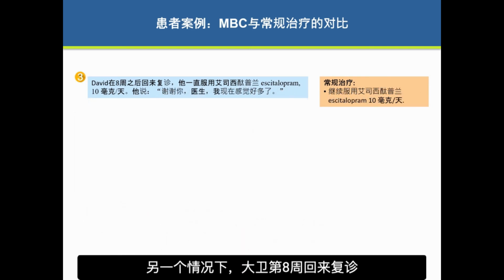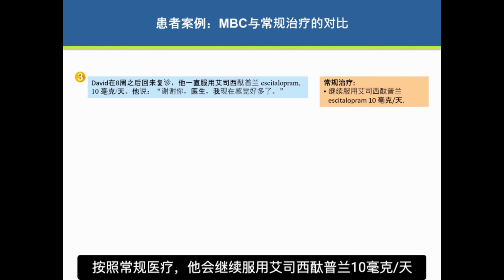Now, what if instead David returns for follow-up at 8 weeks, and he has been taking escitalopram 10 milligrams, and he says, "Thank you, doctor, I'm feeling much better." And so, because you decide to keep him at escitalopram, you decide to keep him at 10 milligrams.